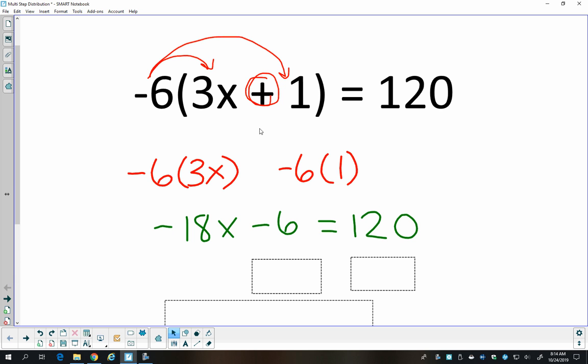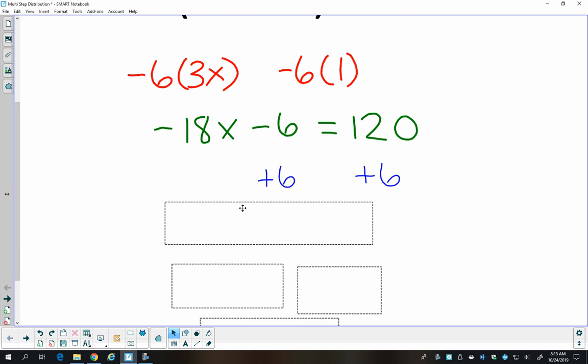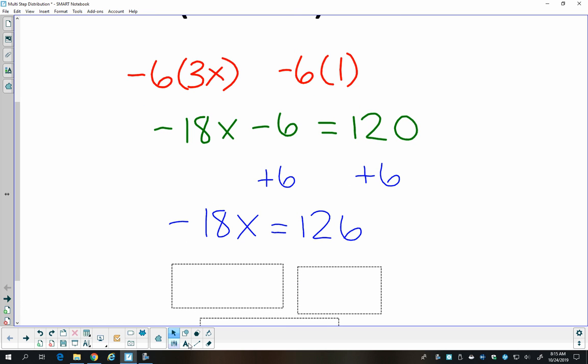And so we've changed the way our equation looks. And now we have a two-step equation that we've solved in the past. I need to get rid of this -6 first, so I have 6 minuses. I'll give it 6 pluses on both sides. And those 6's cancel. 120 positives and 6 positives makes 126 positives.